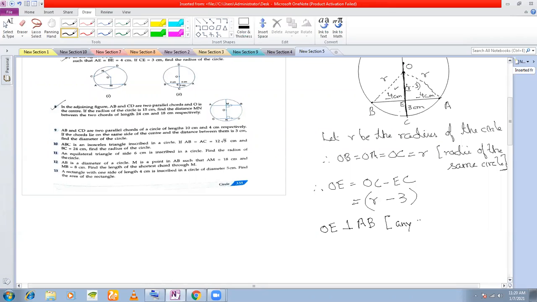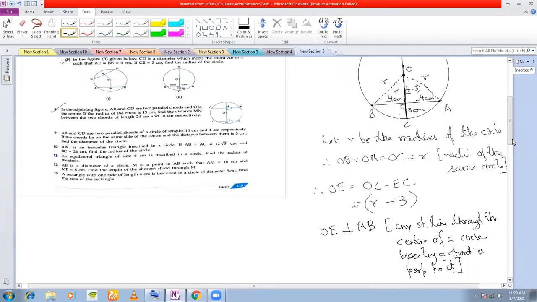So any straight line through the center of a circle bisecting a chord is perpendicular to it. Okay. So OE is perpendicular to AB.